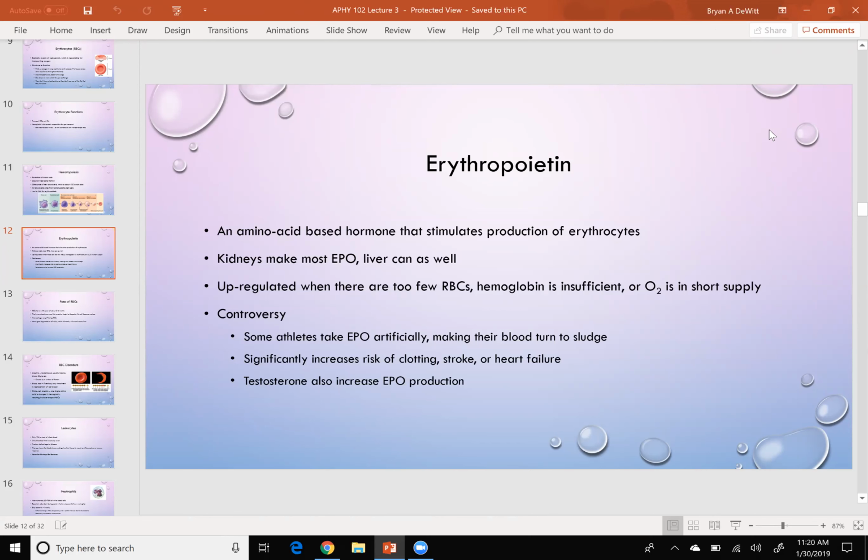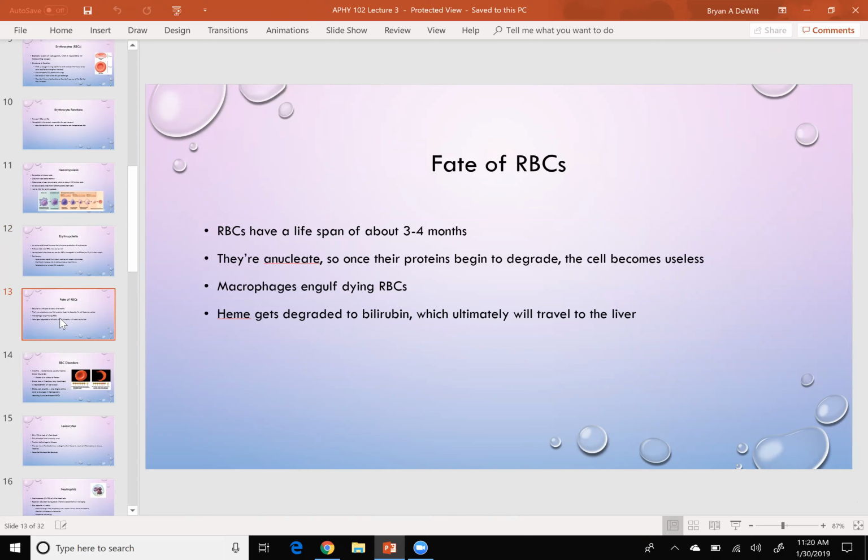But the problem is that it changes the concentration of red blood cells in your blood, which increases the risk of blood clotting, stroke, heart failure, death. So this is a banned substance. It's also kind of interesting that testosterone also increases erythropoietin. So it's pretty fun.